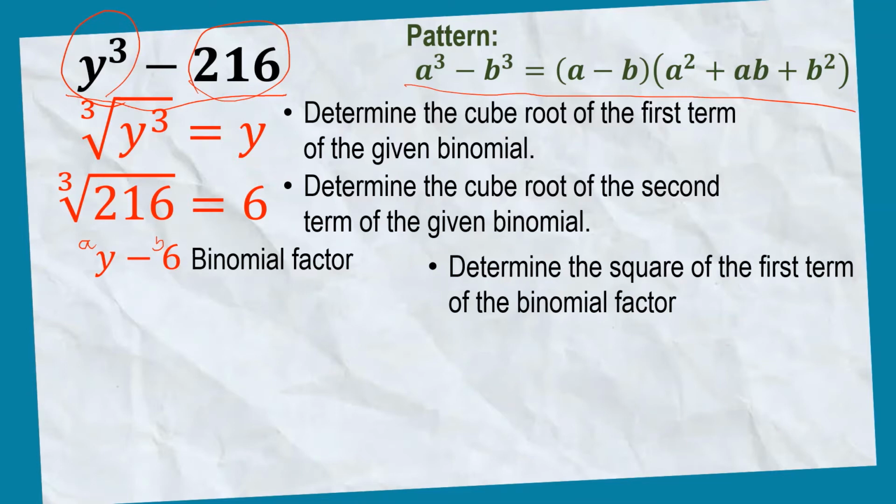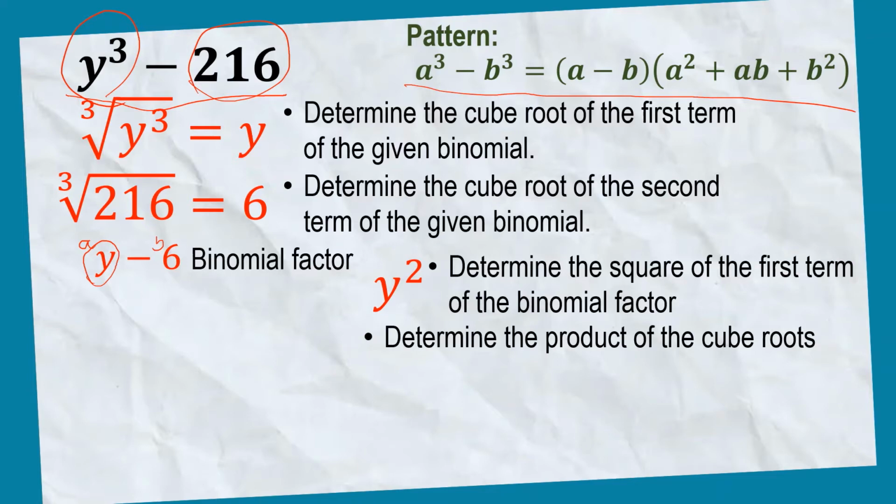Next, determine the square of the first term of the binomial. So ang ating first term po sa ating binomial factor ay y. So we need to square it, that's y squared. Next, determine the product of the cube roots. Ang cube roots po natin ay y at 6. We multiply them to get 6y.